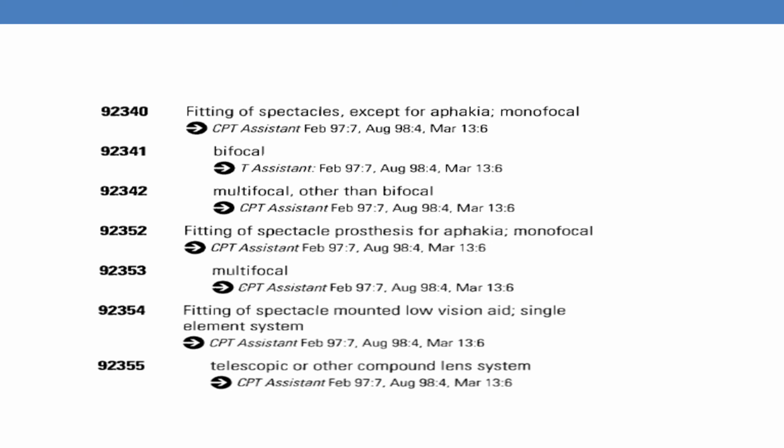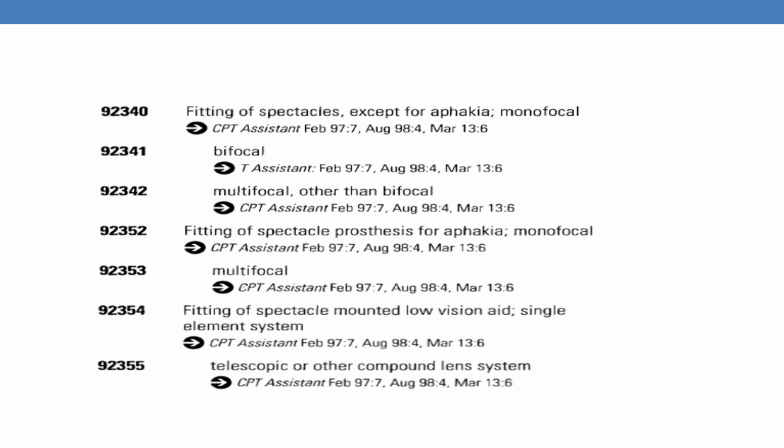Now let us see the various CPTs. The first CPT is 92340. It includes fitting of spectacles except for aphakia, monofocal. The lens type is monofocal. And if it is bifocal, the CPT is 92341. And if it is multifocal, the CPT is 92342.